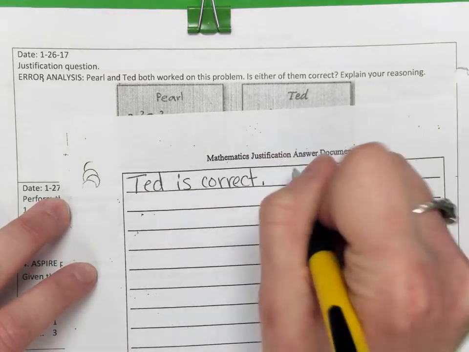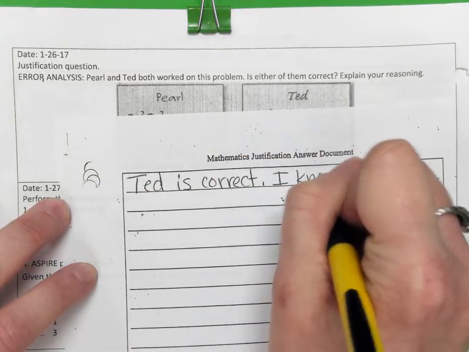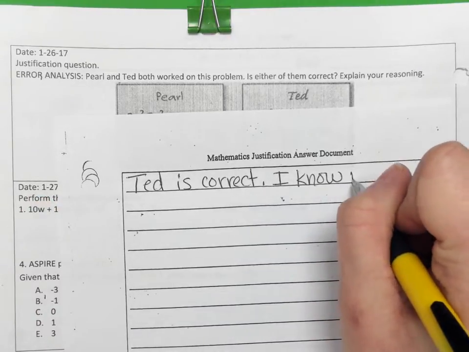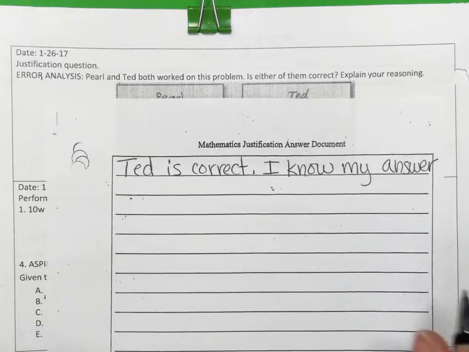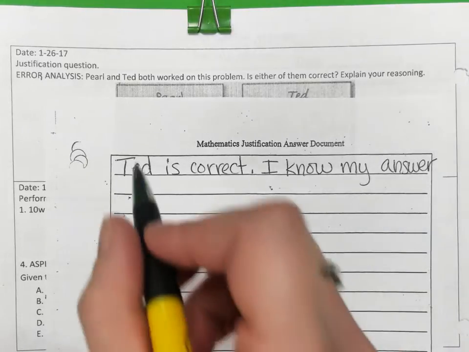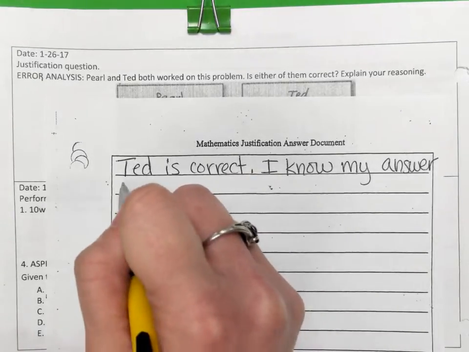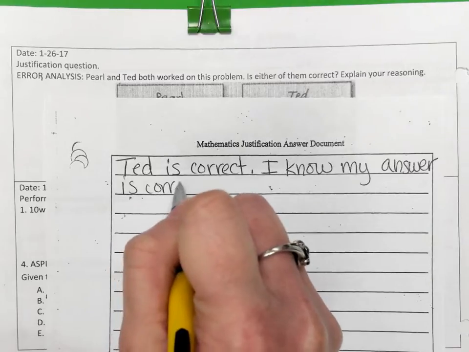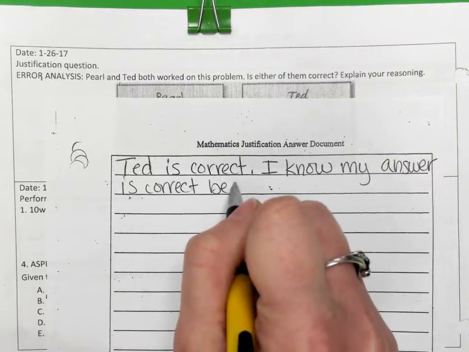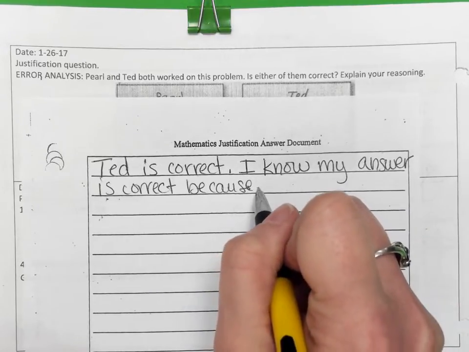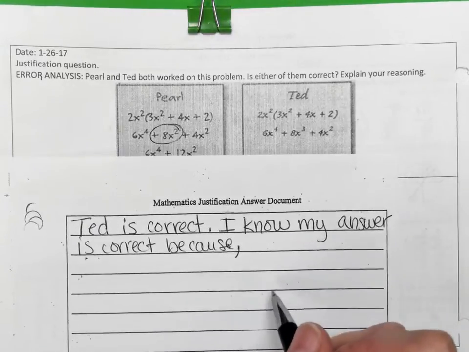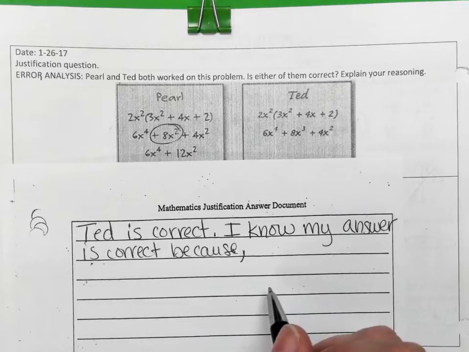All right, so what do we say? I know my answer is correct. Don't go outside the lines. You can't go outside the lines, okay? Use capital letters. I know my answer is correct because why? Well, what did we see was wrong? How do we know Ted was right and Pearl was wrong? What did Pearl do wrong?